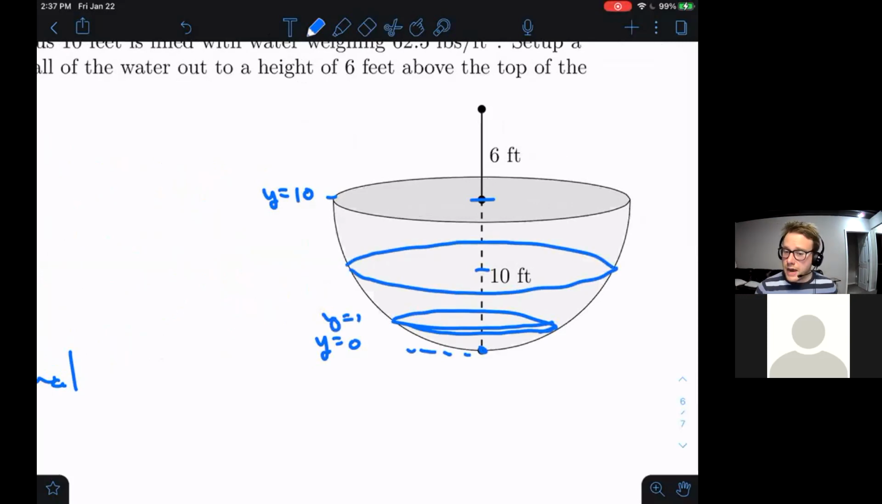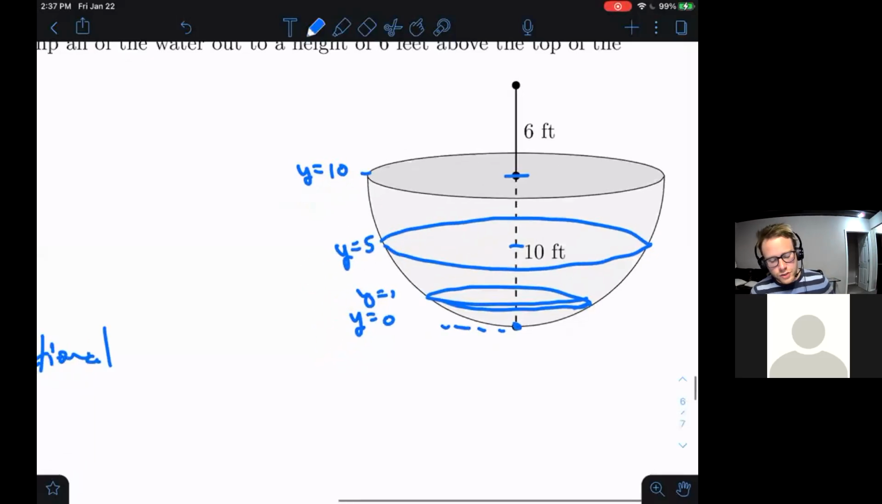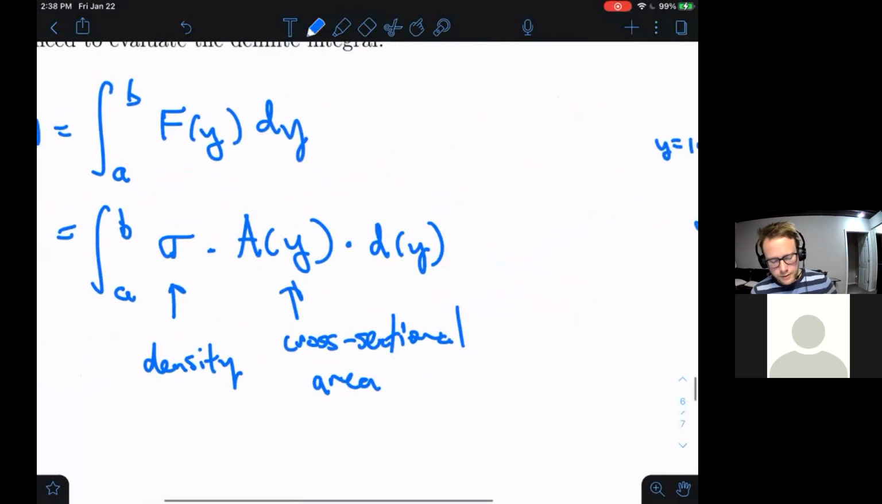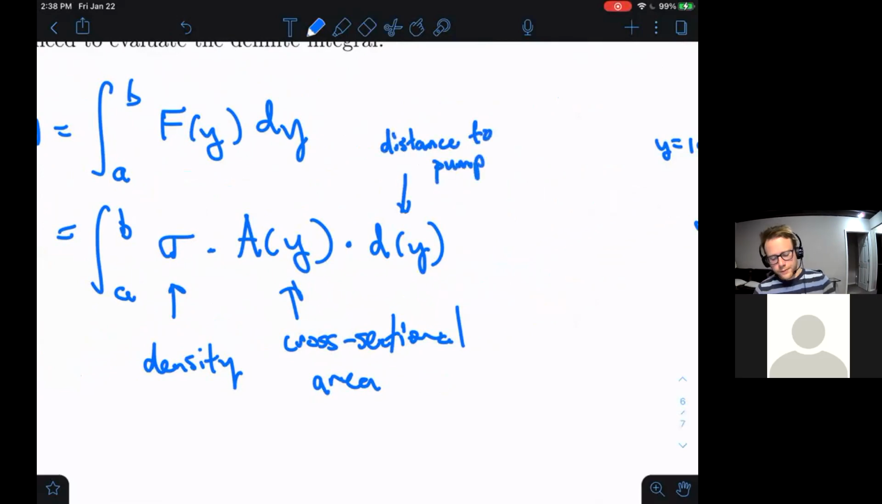They're all circles, mind you, so they do have a nice area formula, and we're going to be leaning on that hard. But that cross-sectional area is changing. It depends on what y is, and so that's why we're using that function notation, A of y. Area, but it depends on what y is. And then finally, times the distance that you actually need to pump that cross-sectional area. So this is the distance to pump the liquid. And then, of course, we're going to be integrating this with respect to y.